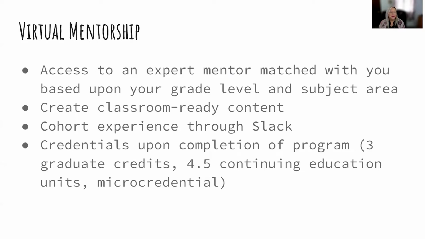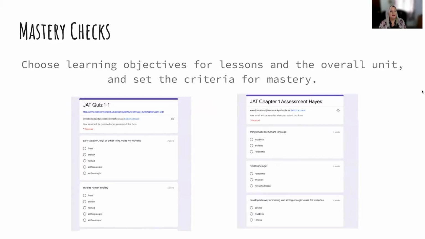And as you go through the program, you create classroom ready content so that you are ready to go. You get a cohort experience. They sign you up for Slack so that you can talk to other people that are also going through the mentorship program, to form support and get ideas from other people that are utilizing this same program. And whenever you are finished with the virtual mentorship, you can receive 3 graduate credits or 4.5 CEUs, or you can come out with a micro credential from Digital Promise.